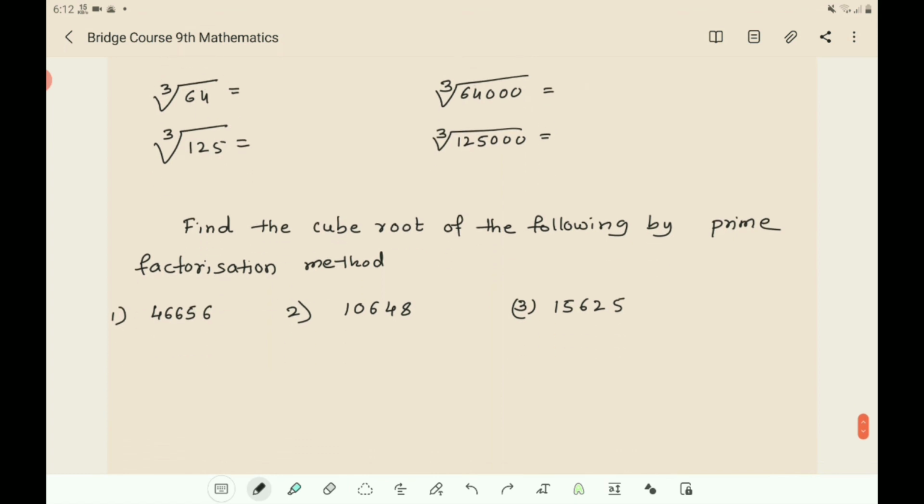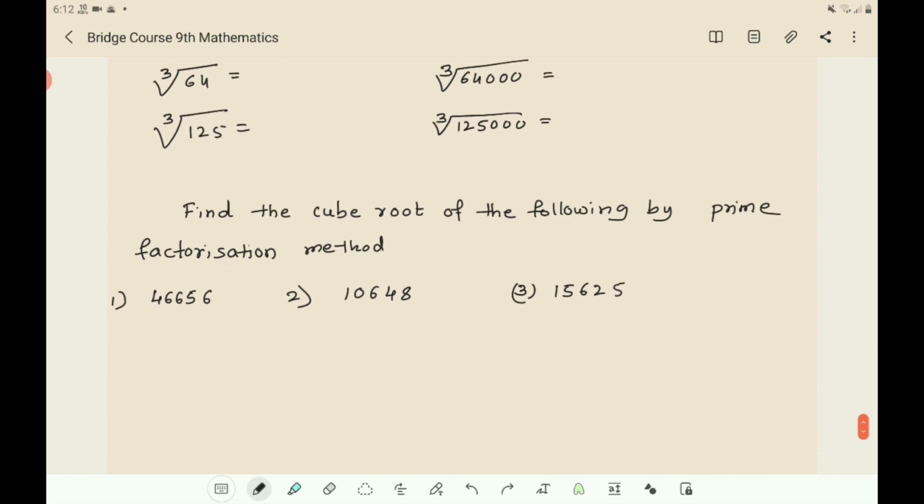Next, find the cube root of the following by prime factorization method. We have already discussed about the method of finding the cube root by prime factorization method. So follow the steps and find the cube root of these 3 numbers that you have to factorize. Must find the prime factors here. You must divide it by 2, 3, 5, 7 like this way. Get the prime factors, make the set of 3 equal factors and find the cube roots.